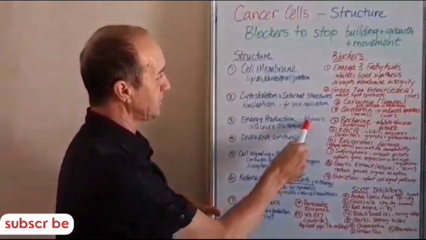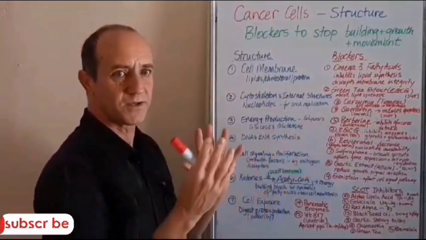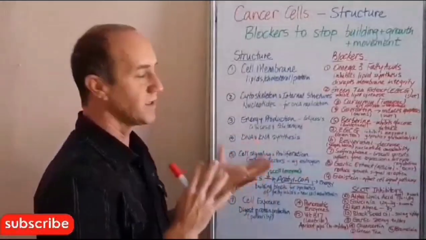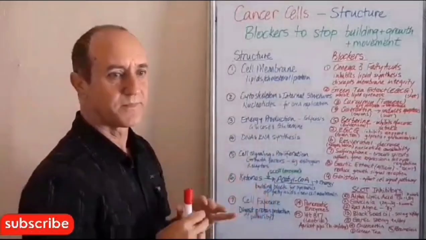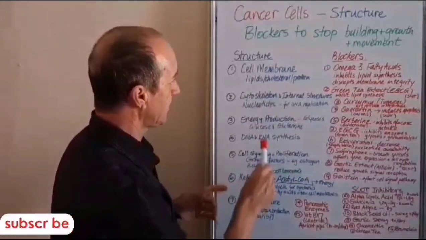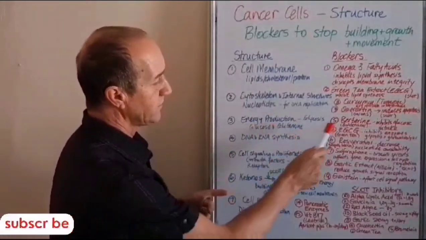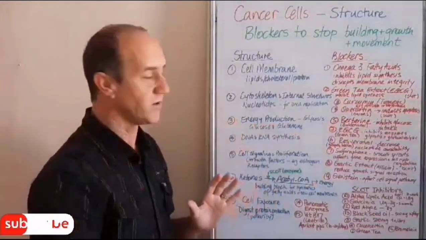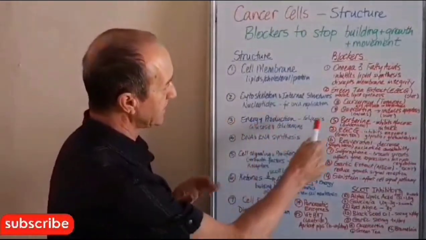Glyco means glycogen, which is sugar, and osis is the manufacturing or the processing of it. It converts it into energy. So even without oxygen, it will do that. So how do you block the energy production of this? I've done a more extensive video on that as well, but I'm just summarizing it here.